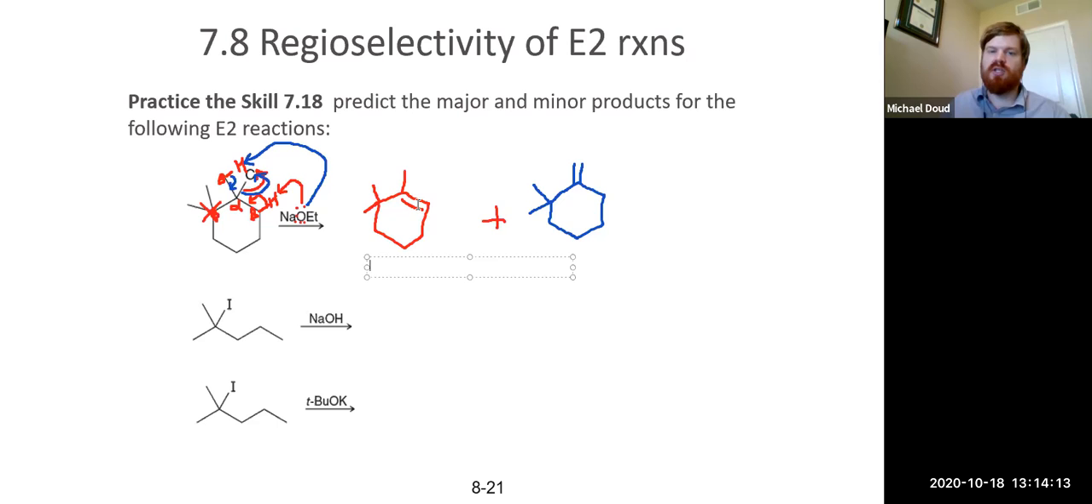So over here, ask yourself, what's the substitution on this alkene? What's the substitution on this alkene? This alkene is 1, 2, 3 tri-substituted. This alkene is 1, 2 di-substituted. The tri-substituted is more stable than the di-substituted. So this is going to be the Zaitsev product. And this di-substituted then becomes the Hofmann product.